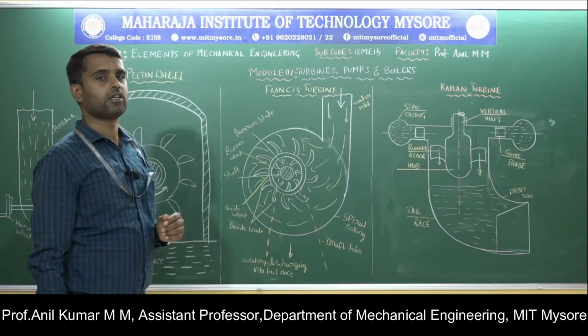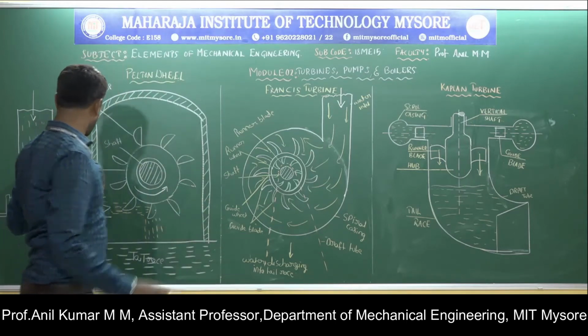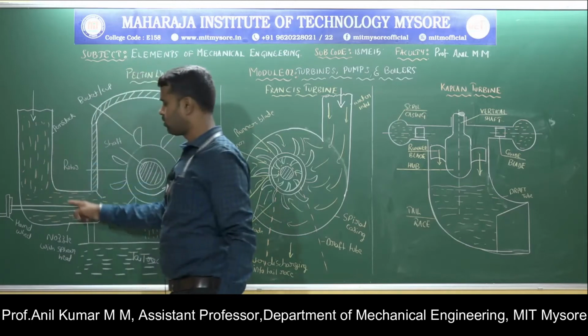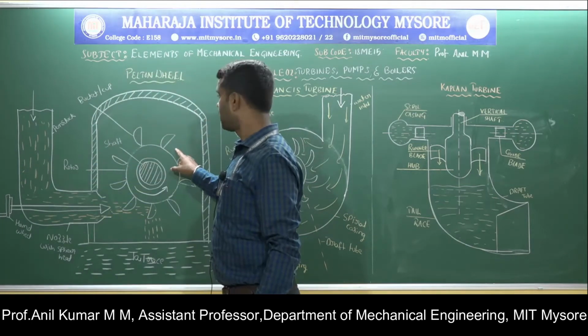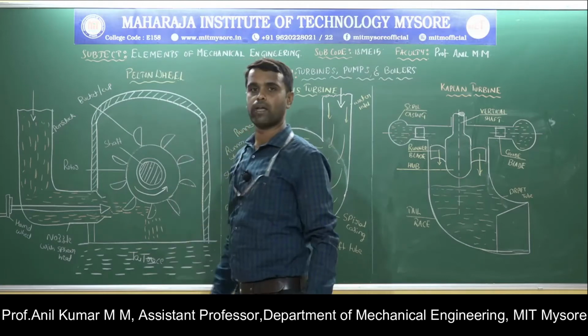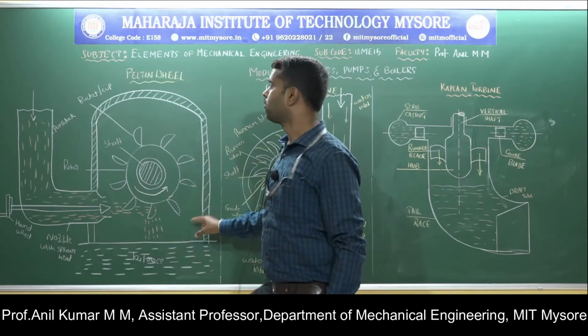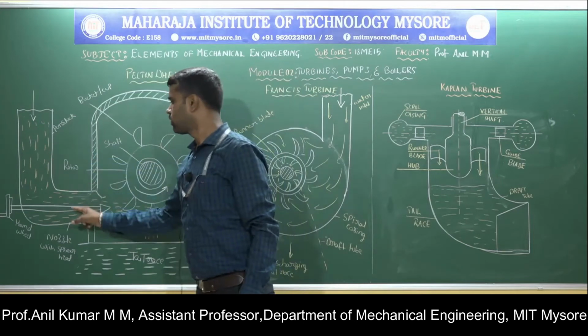The construction consists of the nozzle with the spearhead, and then the runner with the buckets, and then the casing. These are the main components used in the Pelton wheel. First one, the nozzle with the spearhead.